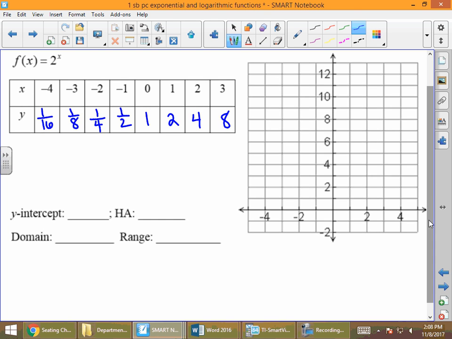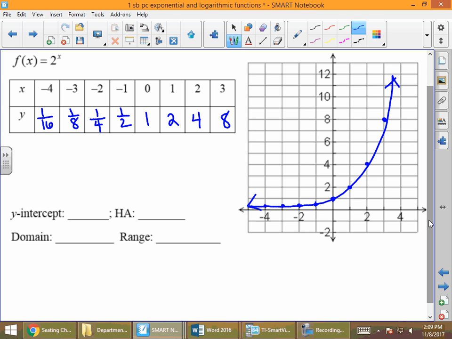And it's -4, 1/16. And -3, 1/8. And -2 is 1/4. -1 is 1/2. And 0 is 1. And 1 is 2. And 2 is 4. And 3 is 8. You may remember from your Algebra 2 days that this is a non-linear function. And it looks something like this.